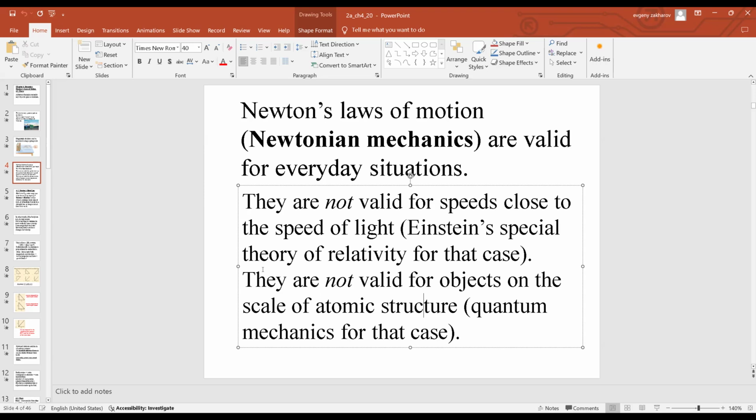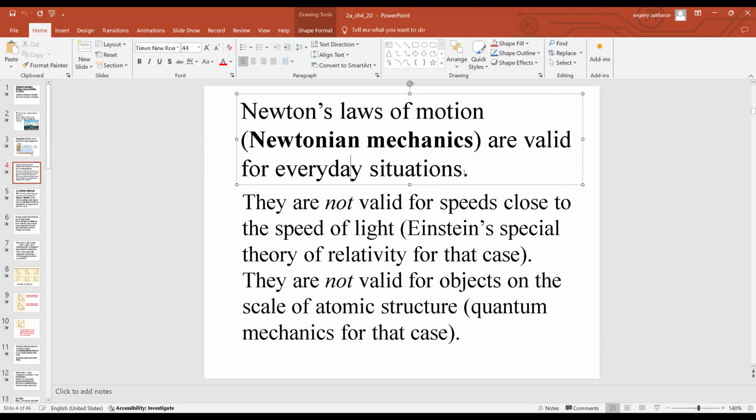So you can see that the cases are really super duper special, and we normally don't deal with those cases when we solve just basic engineering problems here on the surface of the Earth for everyday life. So Newton's laws of motion are helpful for everyday situations. You definitely want to consider dynamics equations for normal engineering problems.